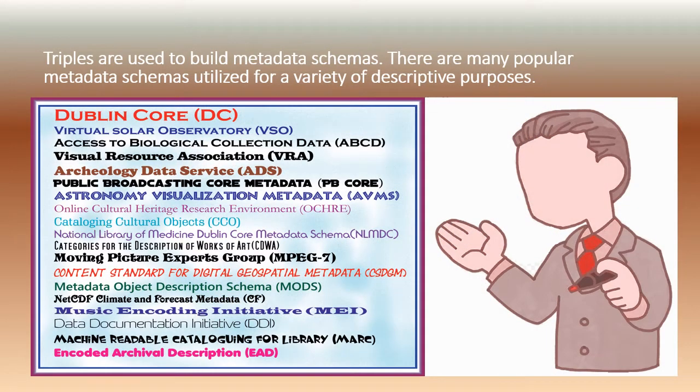Triples are used to build metadata schemas. There are many popular metadata schemas utilized for a variety of descriptive purposes. Dublin Core is the focus of this presentation, but many aspects of Dublin Core organization will also apply to other metadata schemas.